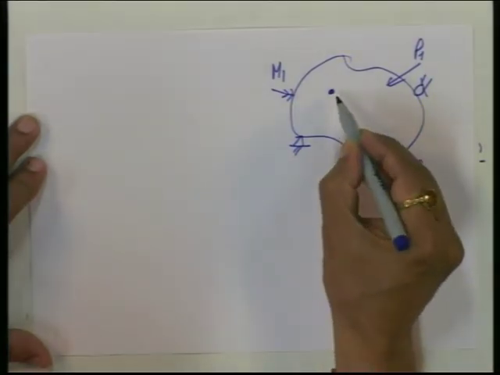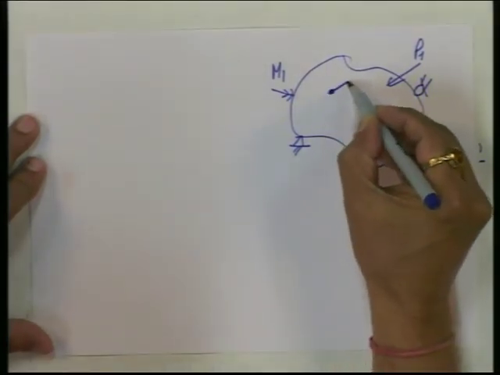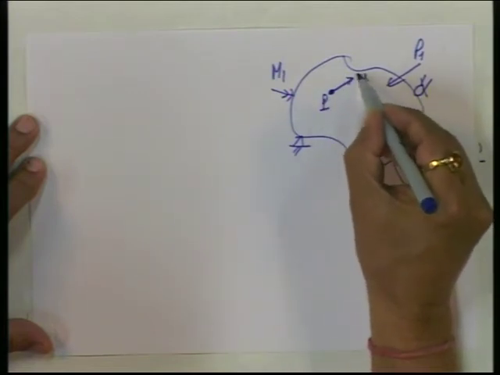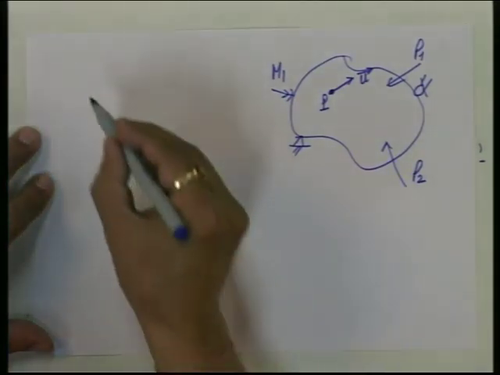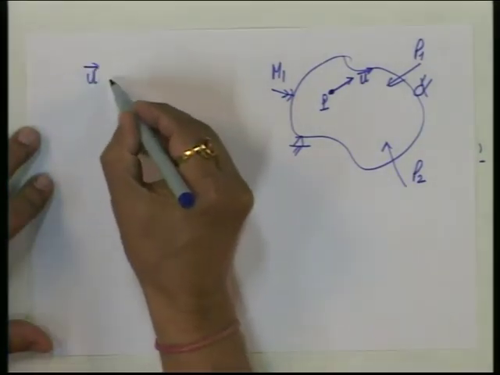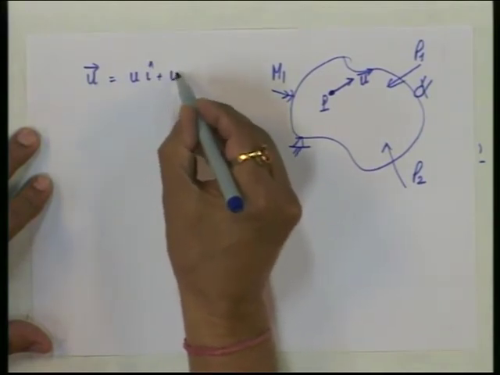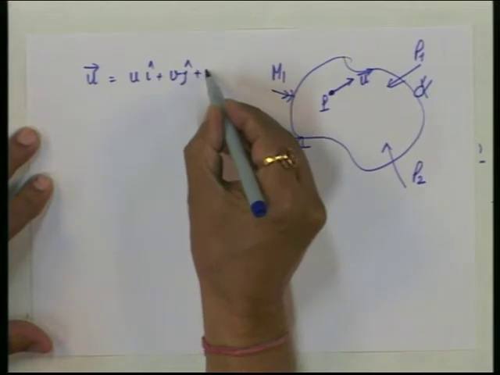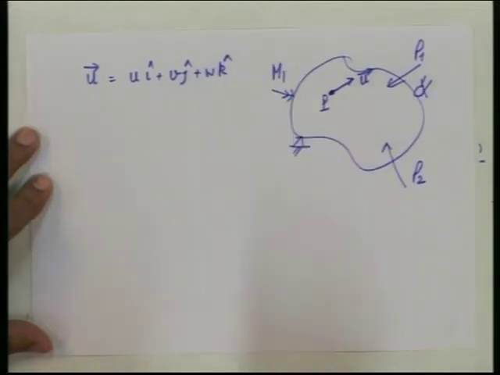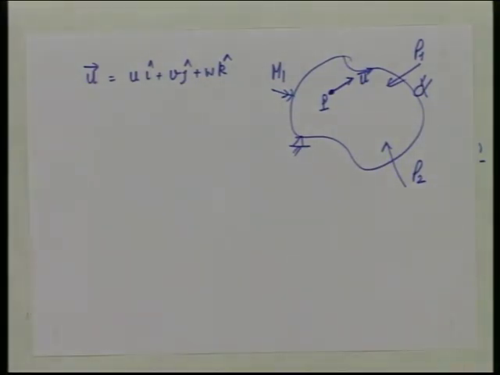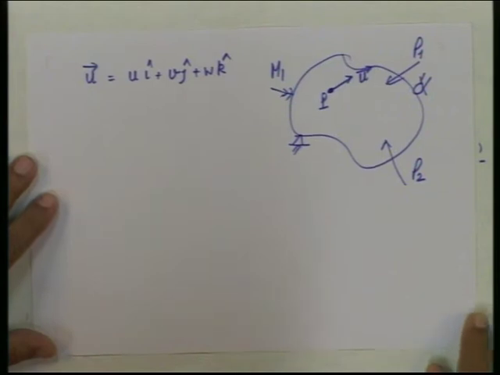So, at any point the point P will undergo a displacement u, and u is ui plus vj plus wk, where u, v, w, that means any point will have 3 displacement components. Okay. So first one is first.